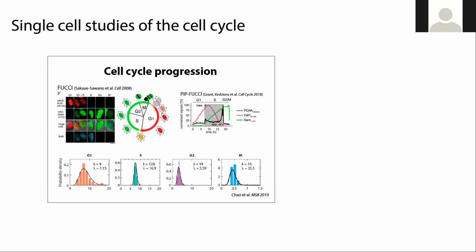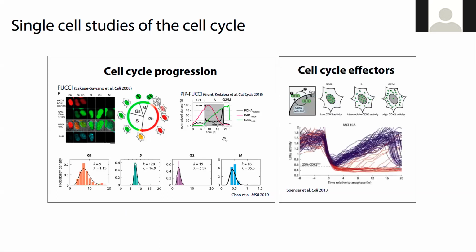Now, using Fucci or some of the newer iterations of it, such as the PIP-Fucci sensor that we designed in collaboration with Gene Cook's lab here at UNC, we see a great deal of variability in how long it takes individual cells to pass through each phase of the cell cycle.